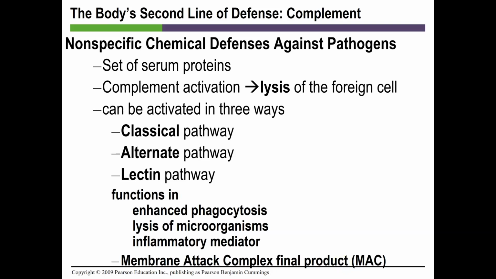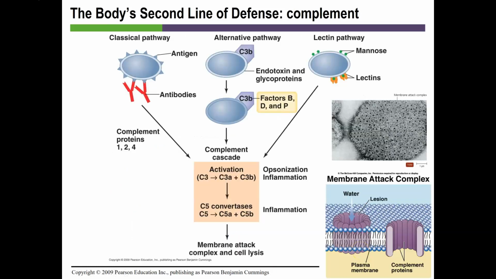Now, complement is activated by one of three pathways: the classical, alternate, or lectin. Those are the three activation pathways. I don't want you to remember all of the things that are in between, but I want you to know, one, what is the activating pathway? Two, what the result is, which is the membrane attack complex. And three, the sidebar over here, what other things can complement do? There are three ways to activate complement.